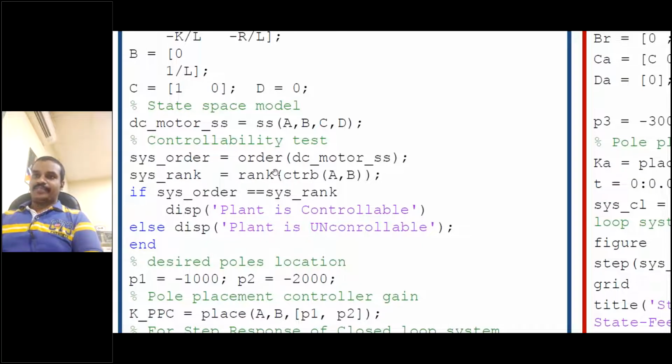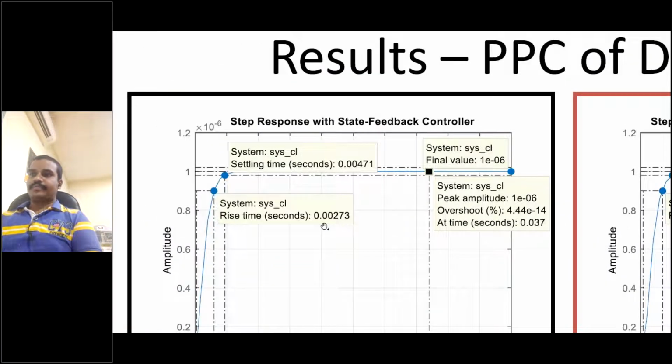And the system rank: the rank of the controllability matrix, CTRB of A comma B, will give you the controllability matrix, and this rank command will give the rank. So this order gives the order of the system, and this rank gives the rank of the controllability matrix. As per our definition, if the system order equals the rank of the controllability matrix, it will display the plant is controllable. Otherwise, the plant is uncontrollable.